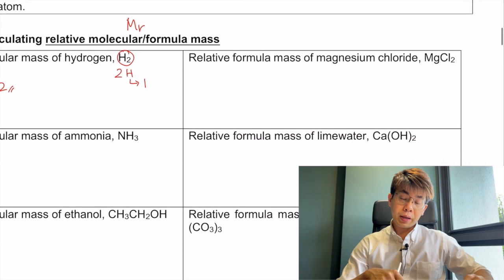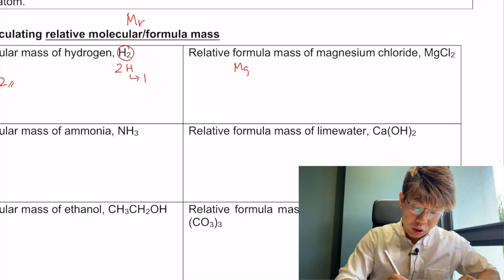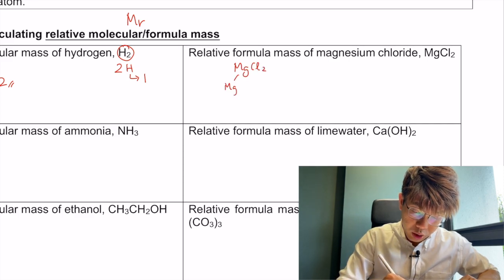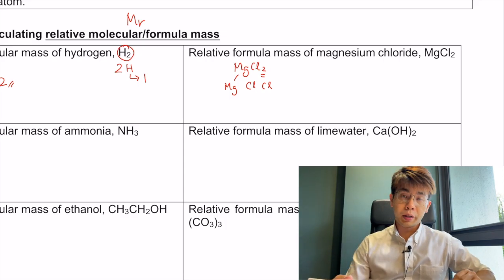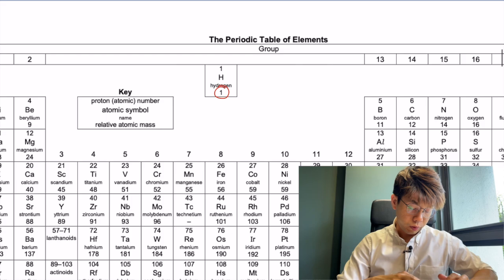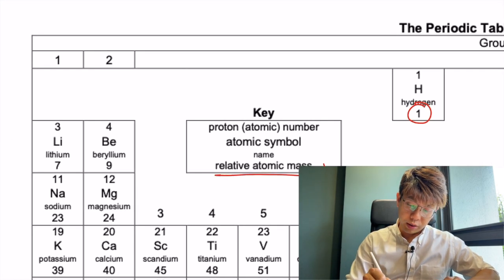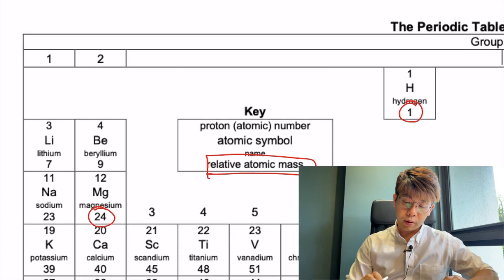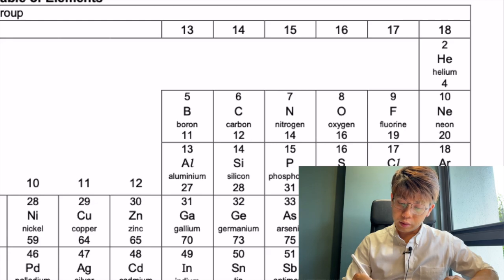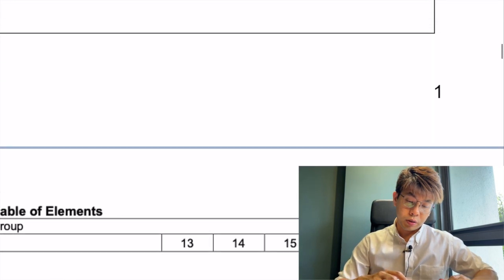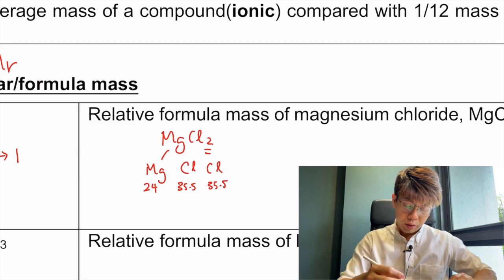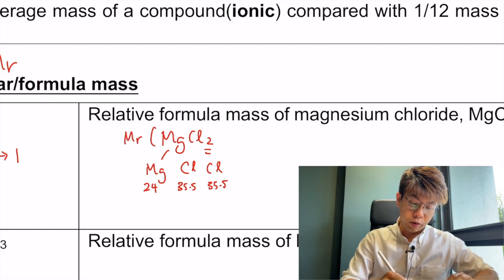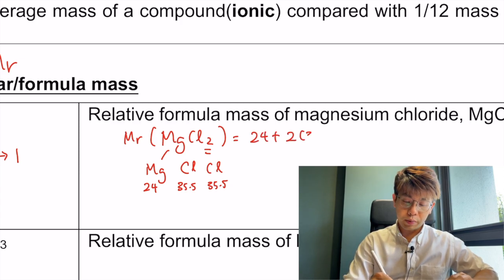Let's look at the next one. Magnesium chloride, MgCl2. MgCl2 means that there is 1 Mg, and the 2 here means that there is Cl and Cl. So let's go to the periodic table to find out the mass of Mg and Cl. Over here we can see the Mg, the relative atomic mass is the lower number, so Mg is 24, and for chlorine the relative atomic mass is 35.5. So the Mr of magnesium chloride is 24 plus 2 times 35.5.